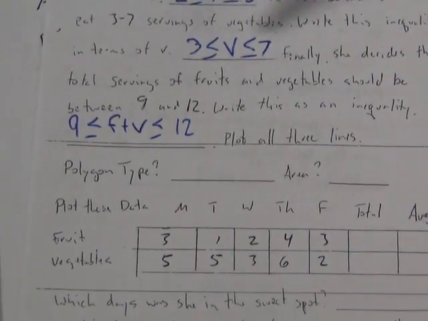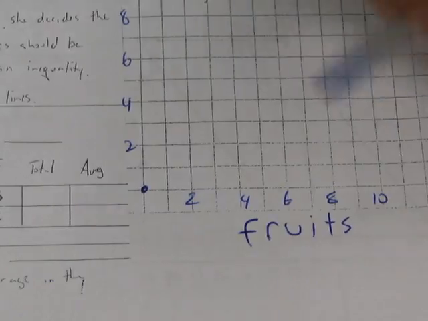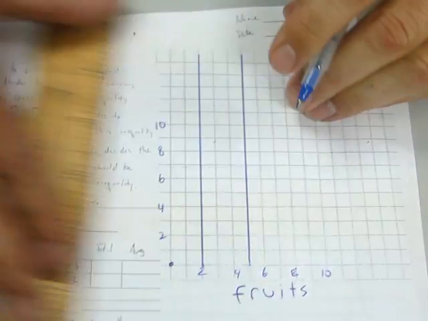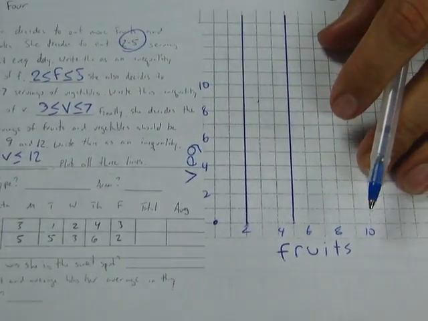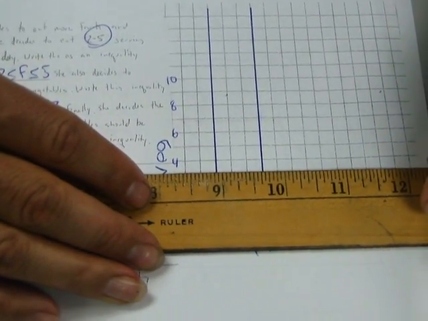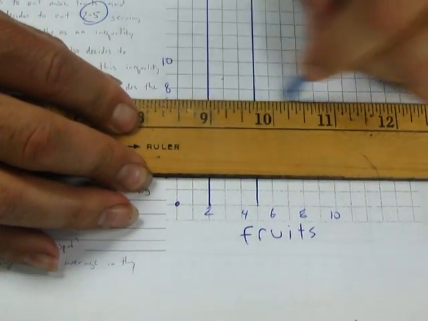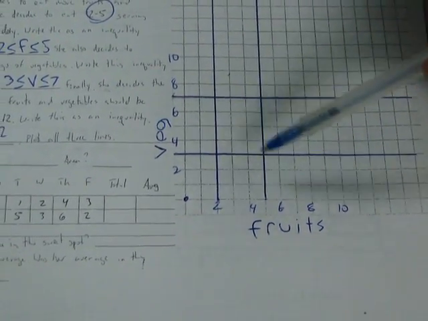Now we're going to plot all 3 of these inequalities. So the first one, f will be fruits right here. If f is between 2 and 5, then we're going to have a line straight up from 2 and a line straight up from 5. If vegetables is between 3 and 7, we're going to have a line straight across from 3 and a line straight across from 7. What we've got here is a rectangle that represents the good zone so far.